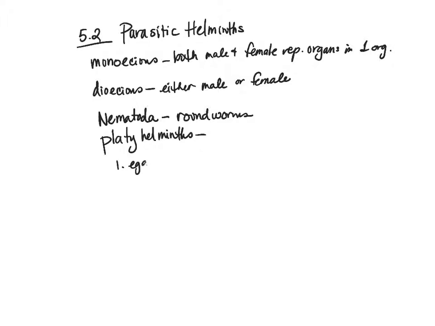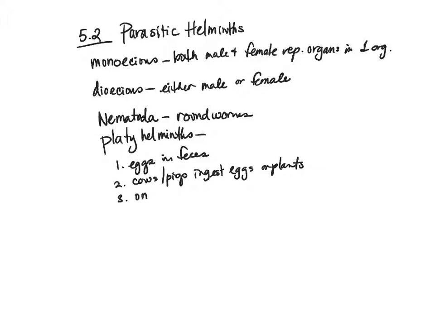So, for example, the eggs or the gravid proglottids are in the feces. So eggs in feces. And then cows or pigs ingest eggs. On plants, for example, they're eating the plants and then the eggs are on there from previous feces. Then the oncospheres are going to hatch. And then they penetrate that intestinal wall and they circulate out of intestines into the muscles. And then once they're in the muscles, they develop into what are called cysticerci.